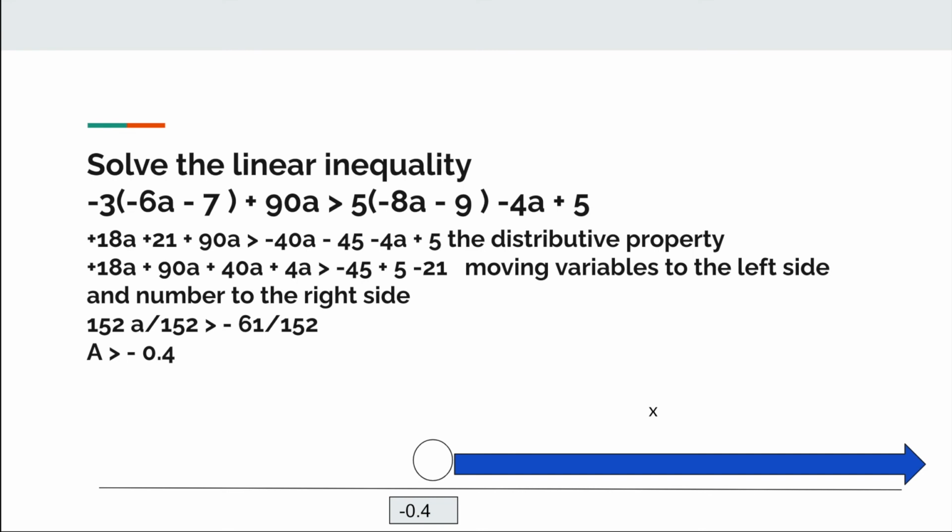Since I have a greater than, that means I have all the numbers to the right because it's greater than negative 0.4. That's why I drew the line to the right side and I wrote x above it to show the teacher that these are my solutions.